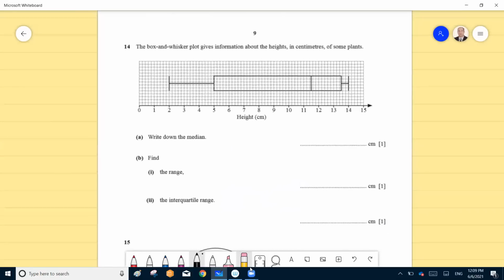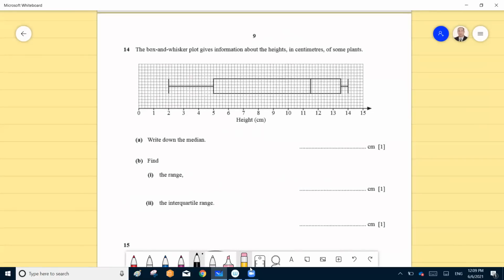This is the figure. The box and whisker plot gives information about the height in centimeters of some plants. Write down the median. The median is this number, the middle value. The middle value between 11 and 12 is 11.5.